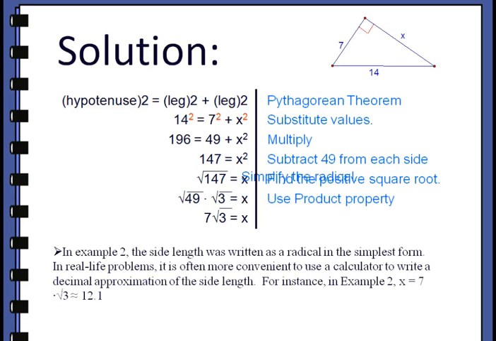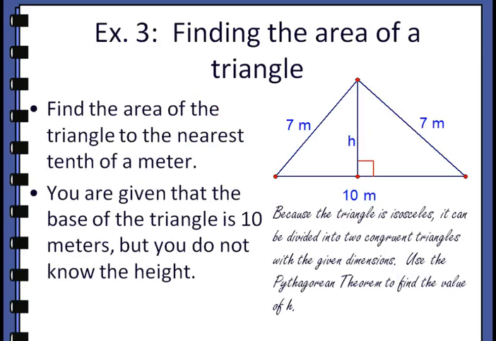And so in example 2, I am most often going to ask you to write it as a radical in simplest form unless it's a real world problem where we would want a decimal approximation. And if we put this into the calculator, it would be approximately 12.17. And that's helpful for real world problems, but most of the time I'm going to want you to be precise by using simplified radical form. Okay, so now finding the area of a triangle.